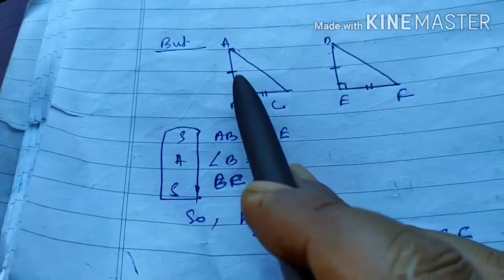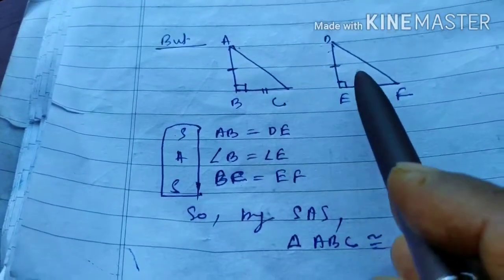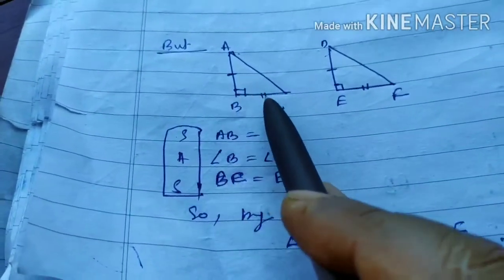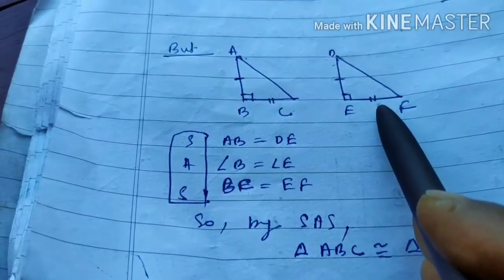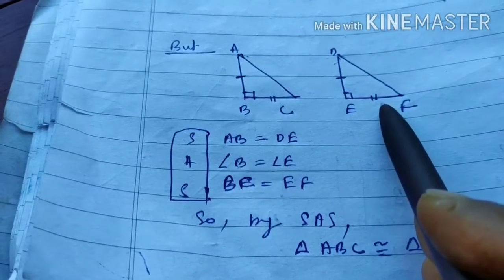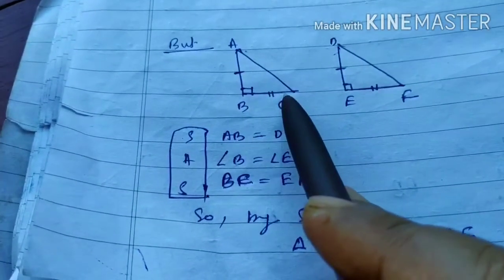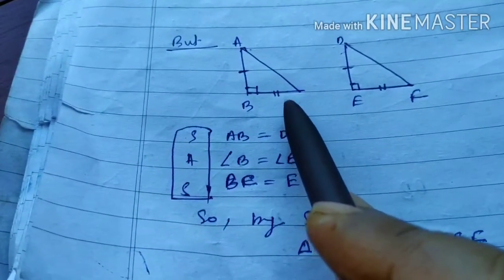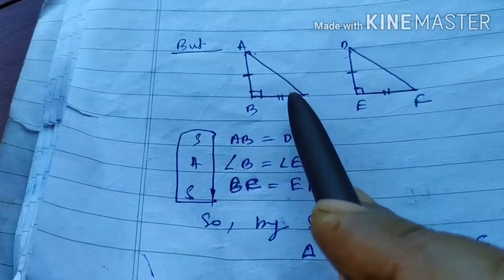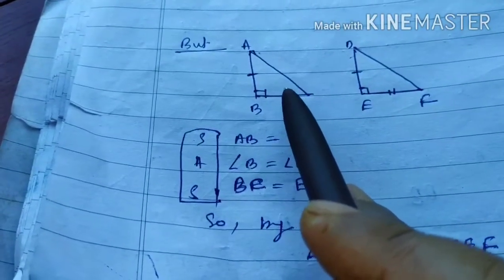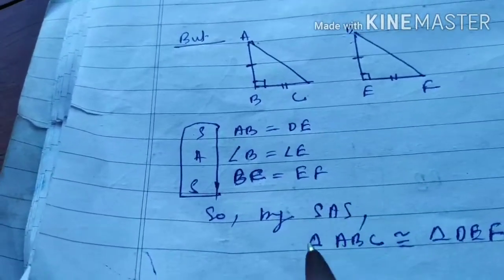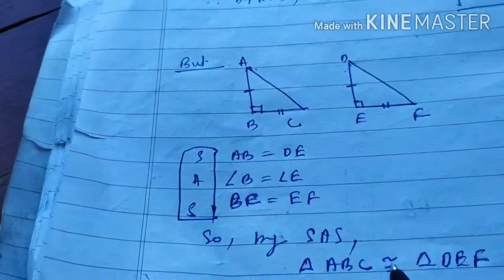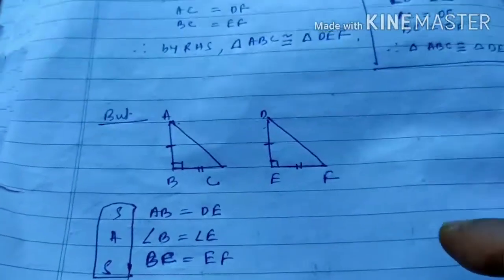In a right triangle, RHS is used, so it is not side angle side. But in this case, we will apply side angle side. According to the side angle side condition, the two triangles are congruent.